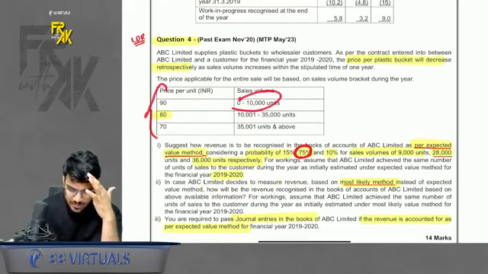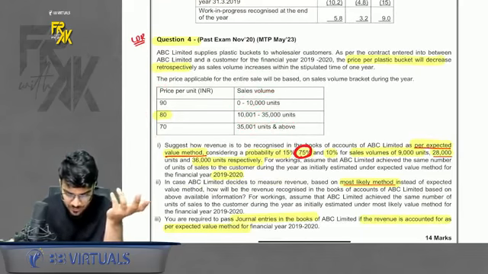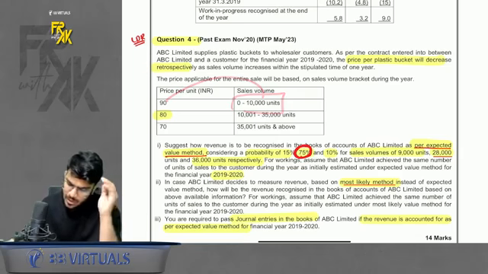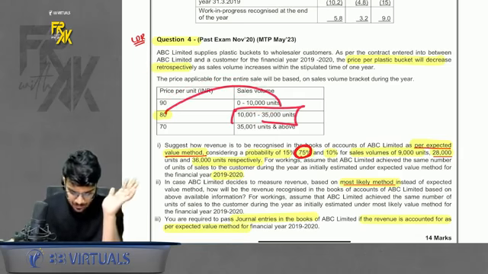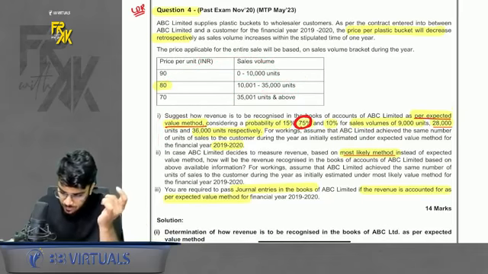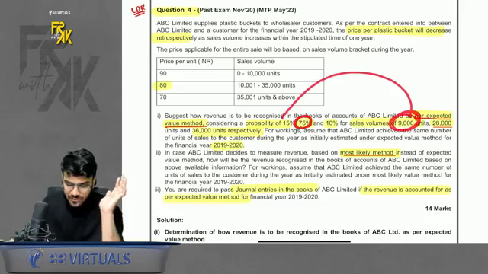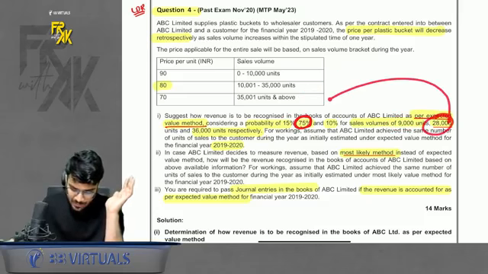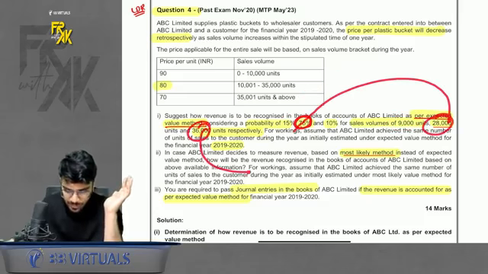So they have given multiple sales volumes. Of course, it implies that if you achieve sales within this much volume, the price is this much, and if you achieve higher sales, the price is this much. Now in the first part, they have given a probability weighted sales value: you will be able to sell 9,000 units, probability is 15%. You will sell 28,000, probability 75%. You will sell 36,000, probability is 10%.